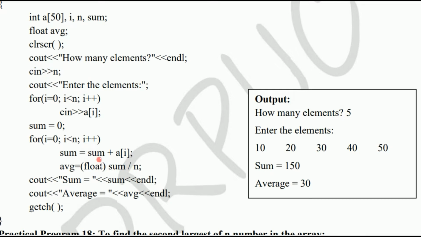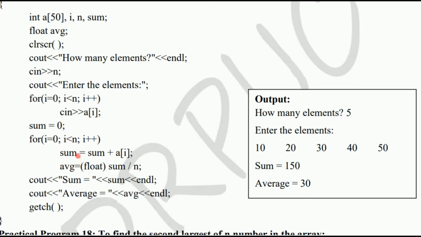That is, first time it takes 0 plus 10. Second time it takes 10 plus 20. Third time it takes 30 plus 30. And the fourth time it takes 60 plus 40, that is 100. Then 100 plus 50, okay, 150. Then in sum there will be the value 150.